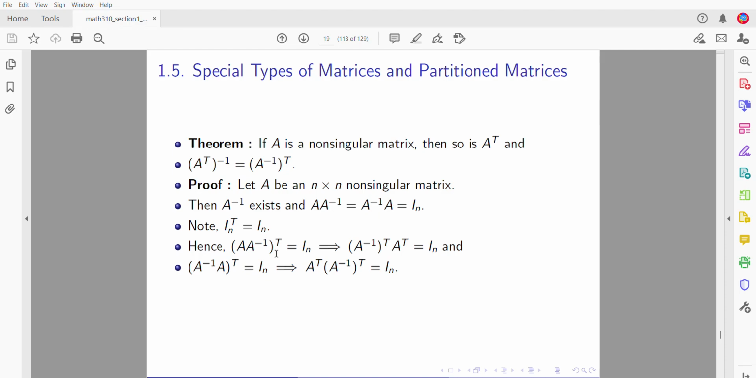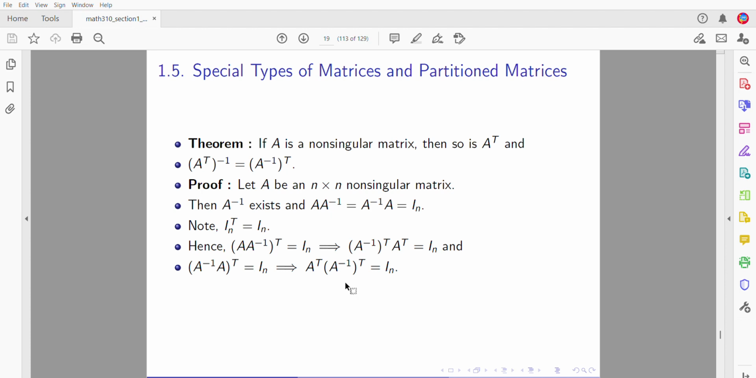Now let's figure out what happens. Remember, transpose will change the order. A inverse transpose, A transpose. Well, when you multiply these two, I get identity. In the same way, I transpose this. Transpose changes order. So A transpose comes first, A inverse transpose follows. This has to be identity. Why does it have to be identity? Because the transpose of identity is identity. Likewise, this identity is nothing but the transpose of identity.